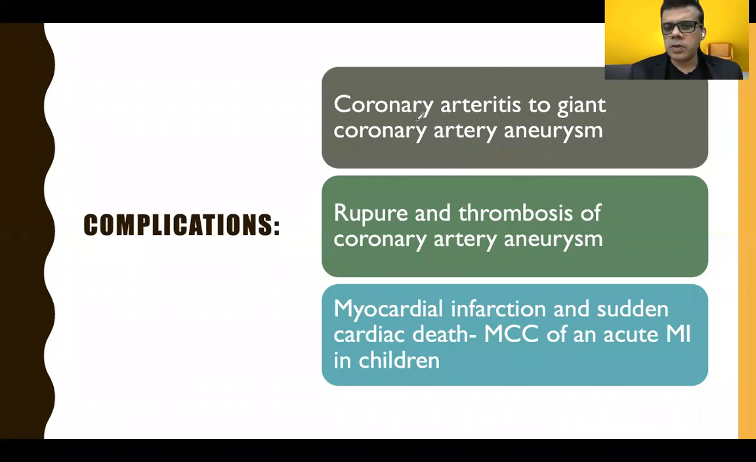Complications: it could lead to coronary arteritis, to giant coronary artery aneurysm with a diameter of more than 7 to 8 millimeter. And the giant aneurysms may rupture or it may thrombose. And the aneurysm formation also leads to significant myocardial ischemia that leads to infarction. And sudden cardiac death may ensue in some of the untreated patients. So Kawasaki disease is the most common cause of acute myocardial infarction in children.